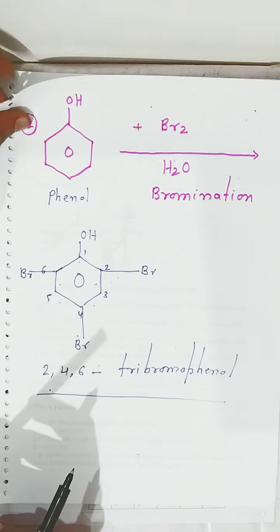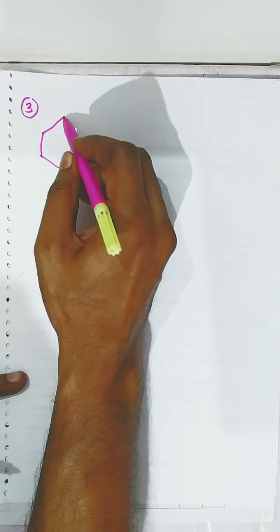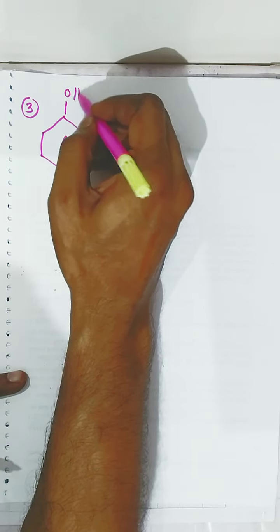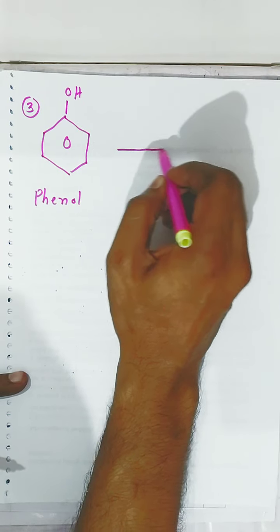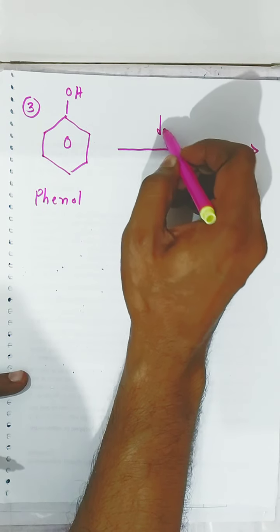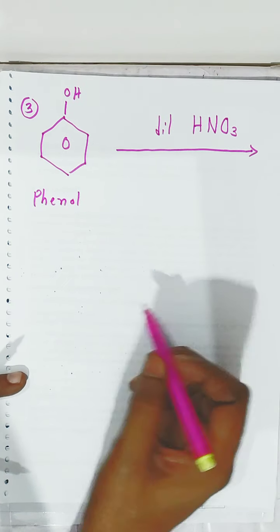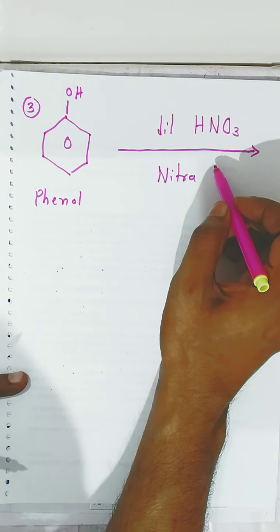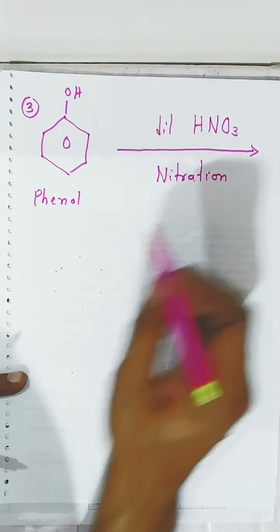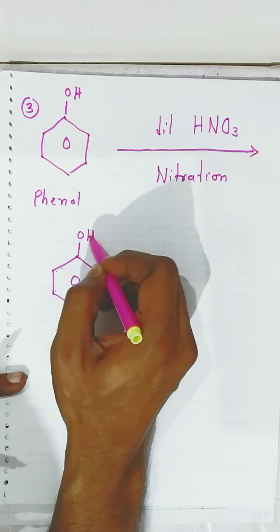Now students, the third reaction. You have the structure of phenol like this. To this phenol we are adding dilute HNO3, nitric acid. Now what happens, students? Here nitration will take place. Nitration means a nitro group is going to be attached to the phenol. So once again write down the structure. The OH group will be as it is.